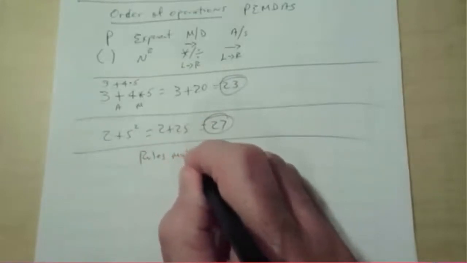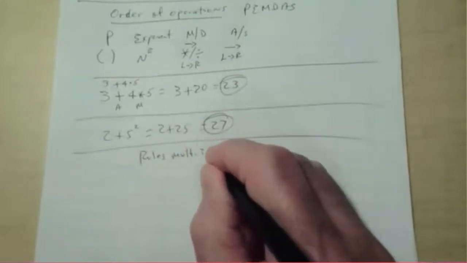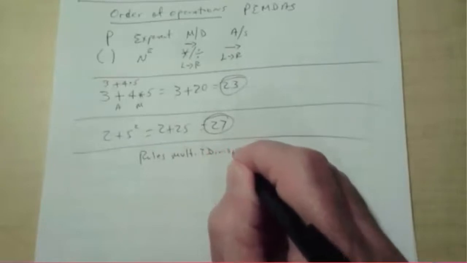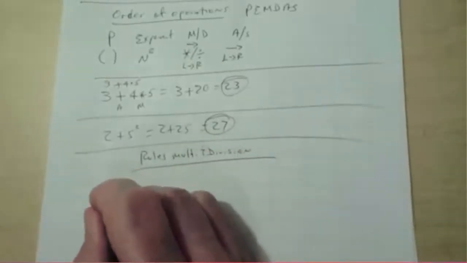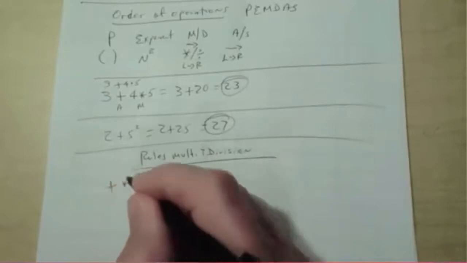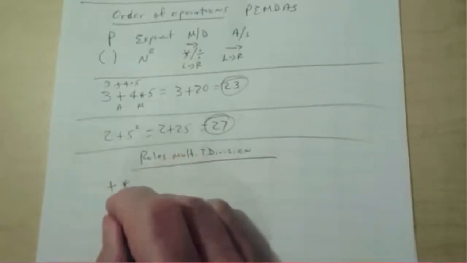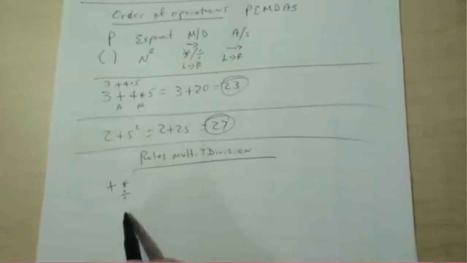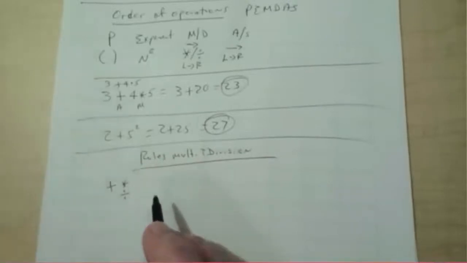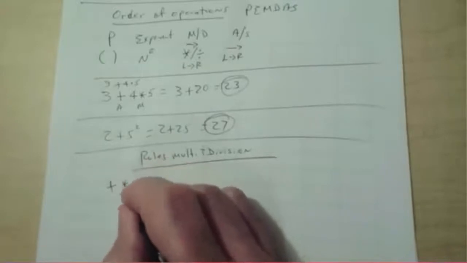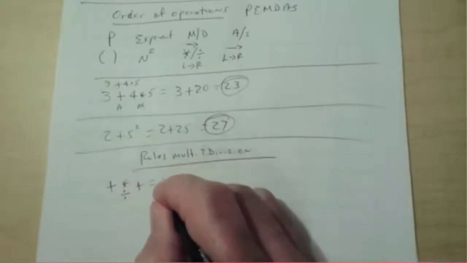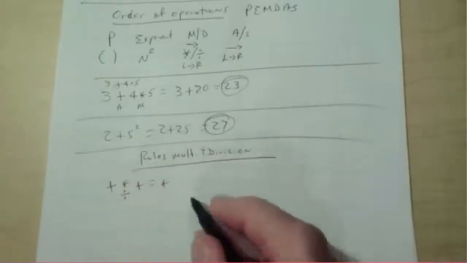Okay, now the rules for multiplication and division. Also very, very important. The rules for multiplication and division are the same. If you have a positive number multiplied by a positive number, of course, the answer is positive.